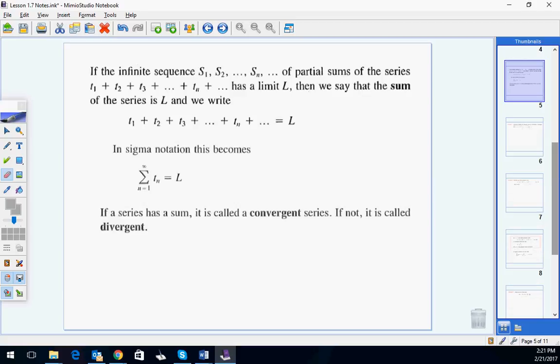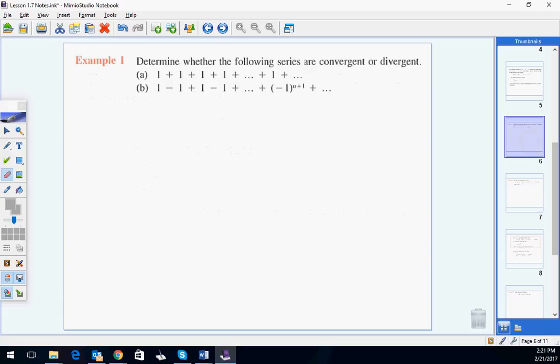For sure? Okay. So example 1: determine whether the following series are convergent or divergent. A: 1 plus 1 plus 1 plus 1. A is divergent, right? Because it's going up by 1 forever, but it's never approaching anything. So it's essentially going to be infinity, which isn't going to give us a value. So this one is divergent.